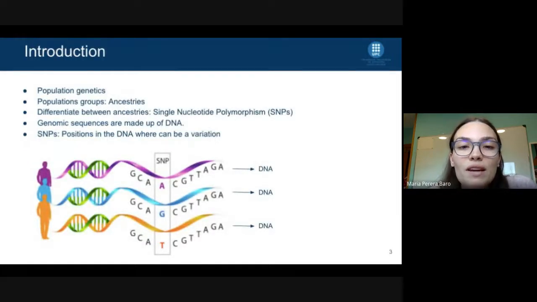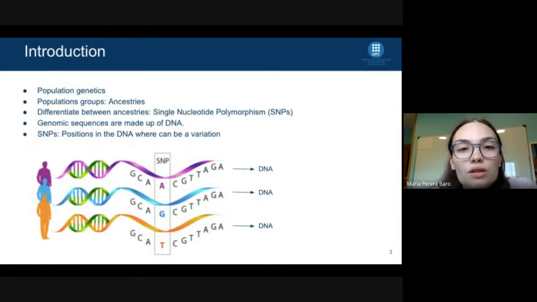I will start explaining what is population genetics and some important background concepts in order to understand the work done. Population genetics is the science that compares the existing differences between genomic sequences of humans from distinct populations. We refer to population groups as ancestries. Genomic sequences are made up of DNA, and around 2% of positions in the human DNA sequences vary between individuals, and these are named SNPs. So the SNPs are the positions of the DNA where there can be a variation.